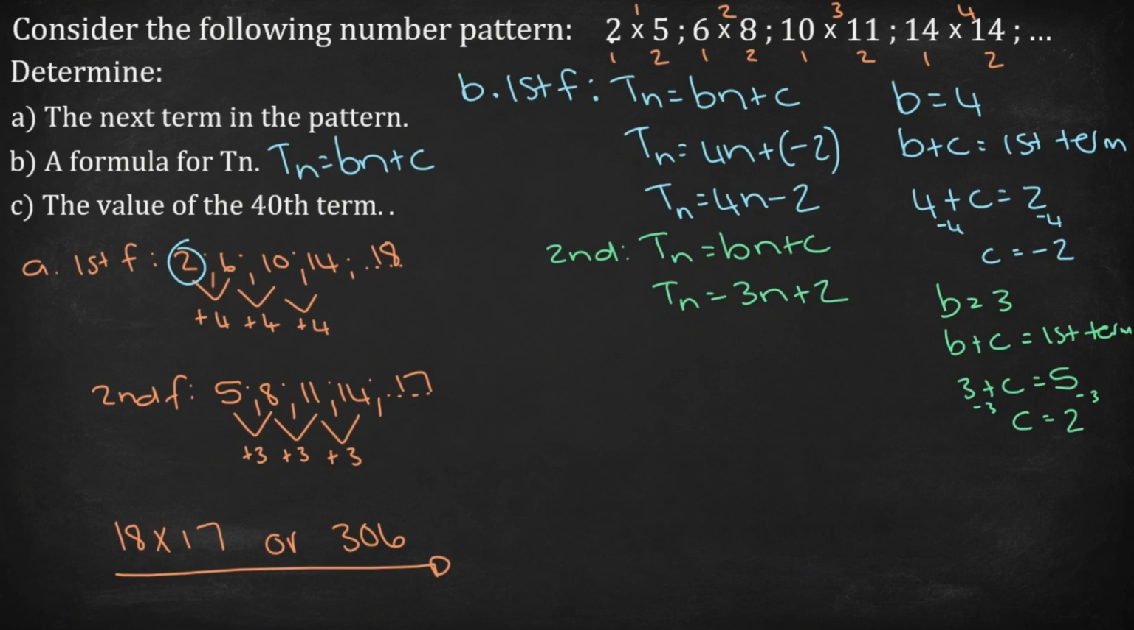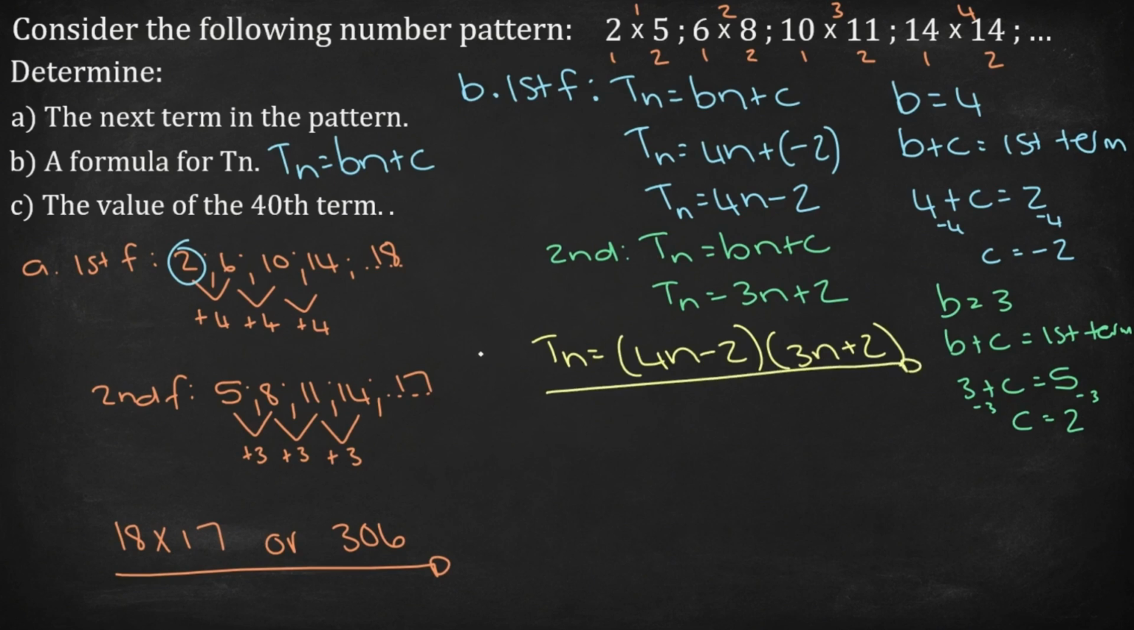But each term in the original pattern is formed by multiplying these two factors. Therefore, our answer will be Tn equals, then we will have to multiply these two answers. And this is the final answer for B.